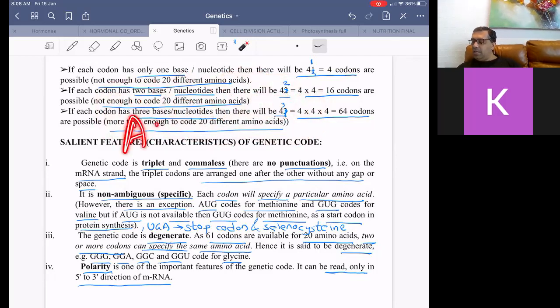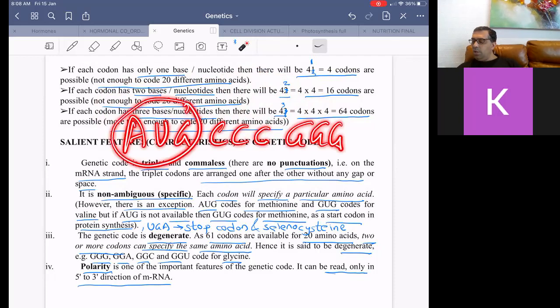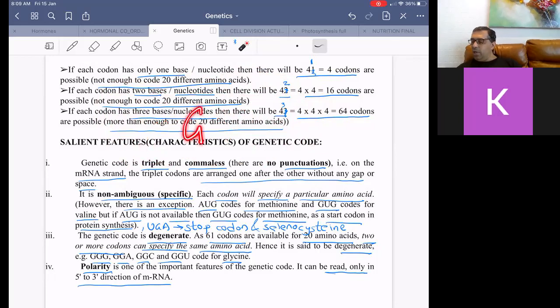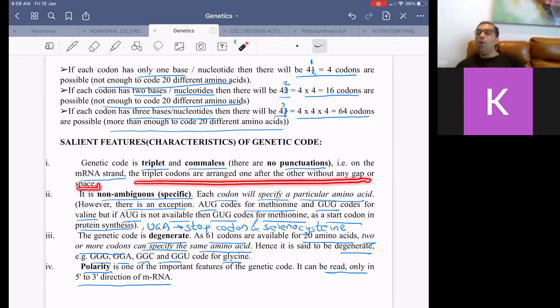In AUG, CCC and GGG, if AUG is the first codon and GCC becomes the second codon, then GCC will code for a different amino acid. So the second codon has to be CCC. So neither is sharing allowed nor is skipping allowed. So the genetic code is triplet and comma-less. There are no punctuations. That means the triplets are arranged one after the other without any gap or space. In other words, skipping a nucleotide or sharing a nucleotide is not allowed.